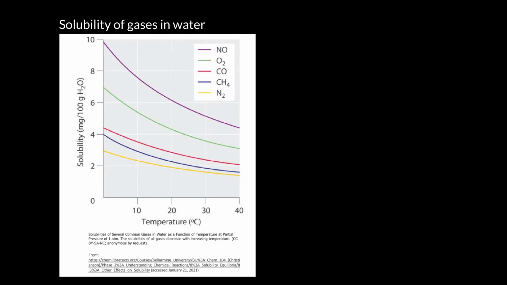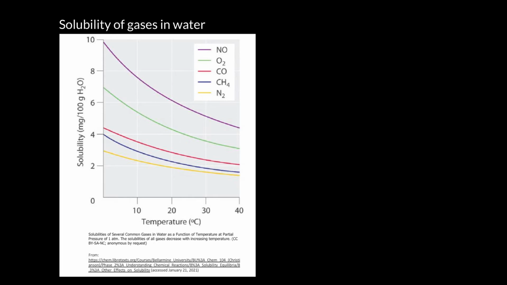If we contrast what we saw with solids in liquids with gases in liquids, we see that the solubility tends to decrease with temperature. So this line here, I guess, is nitric oxide. This is oxygen. This is nitrogen here. We can see that as we increase the temperature, we typically decrease the solubility. And this is given in milligrams of gas per 100 grams of water.